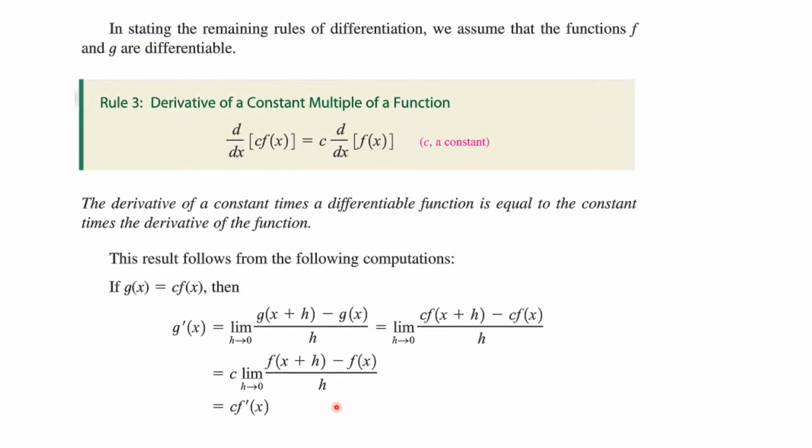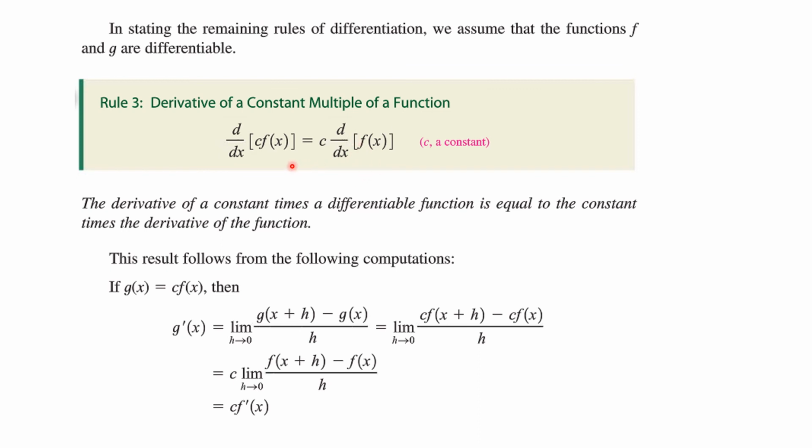There's some other rules. This is one. For the rest of these rules, we implicitly assume that f and g are differentiable, so these things make sense. So this is the derivative of a constant multiple of a function. So if you have a constant times a function, you can pull the constant through the derivative. So the derivative with respect to x of c times f of x is c times the derivative with respect to x of f of x.